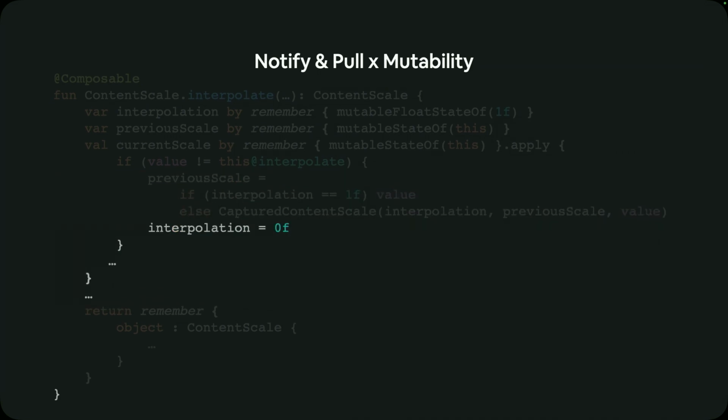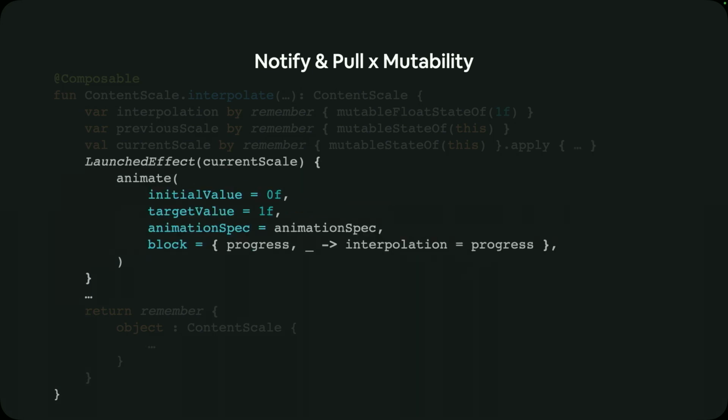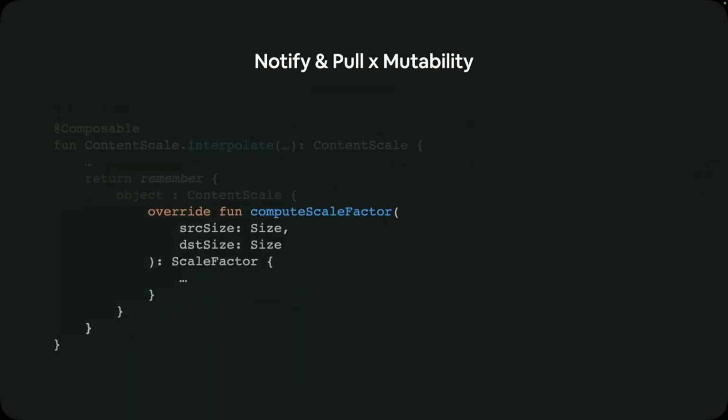When I set my interpolation to 0, I kind of want to start a new animation. So to start the new animation, I do a launched effect, and I use the Compose Animate APIs, and I animate from 0 to 1. Every time the animation runs, I update the interpolation. After that, note here I am remembering and I'm creating an anonymous content scale object.